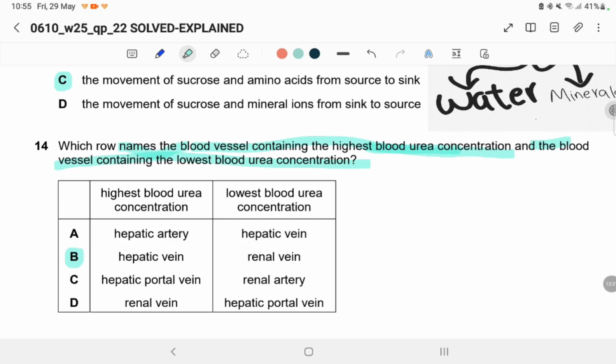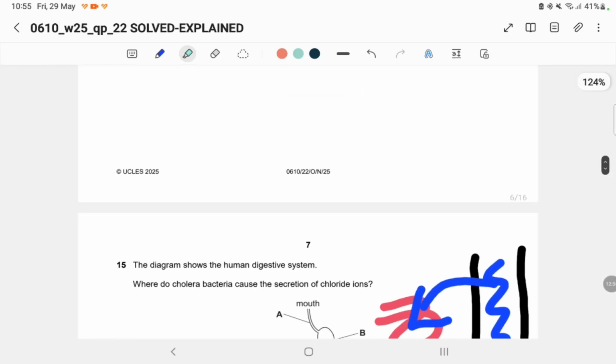Okay, so you will tell me hepatic vein and renal vein. You just go and memorize your circulatory system, and you will find that there is the hepatic artery, hepatic vein, renal artery, and renal vein. Just memorize these and you'll be good to go. A very easy question, nothing to worry about.